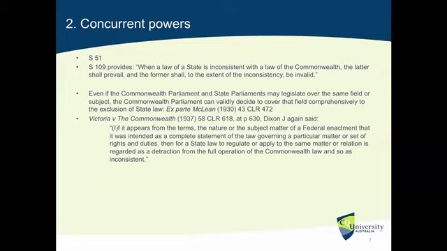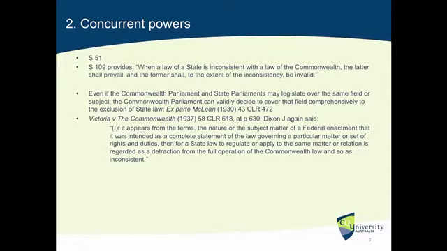Now, however, the rule is that although the Australian Commonwealth Parliament and the state parliaments can concurrently legislate over the same field under Section 51 of the Australian Constitution, the moment that the Commonwealth Parliament legislates over the same field or subject, and it is understood that the Commonwealth Parliament intended to cover that field completely or comprehensively to the exclusion of state parliaments, then in that case, the state parliaments may no longer legislate on that same field or subject. So let me repeat that.